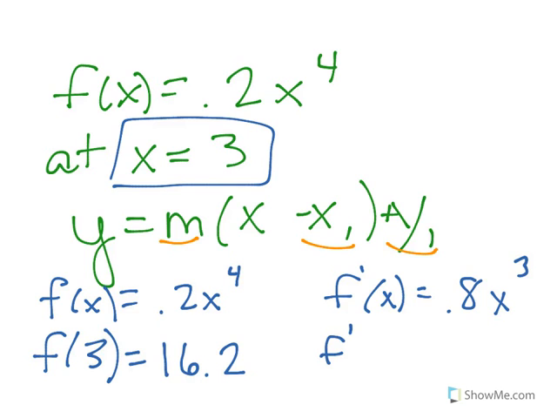And f prime of 3 is going to be equal to 3 times 3 times 3 times 0.8, which equals 21.6. So now I'm going to just demonstrate here really quick. F prime is going to be the m, x is going to be 3, and the y value is going to come from this equation over here.